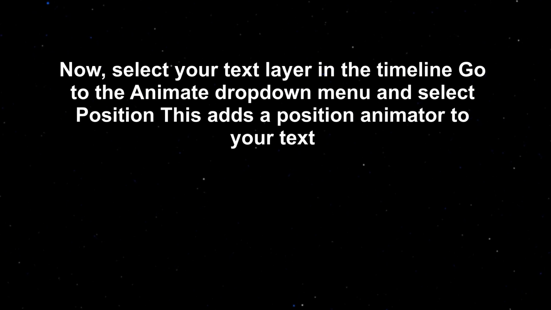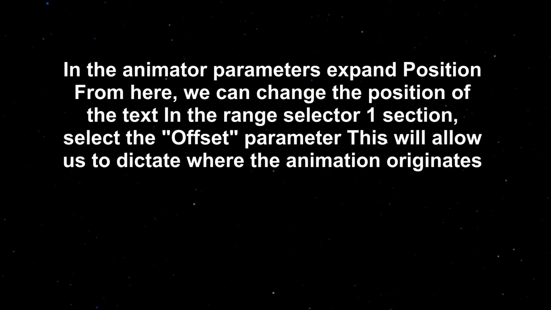This adds a position animator to your text. In the animator parameters, expand position. From here, we can change the position of the text in the range selector 1 section. Select the offset parameter. This will allow us to dictate where the animation originates. Let's create the wave animation.